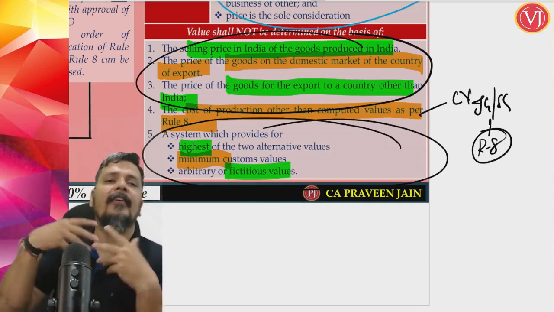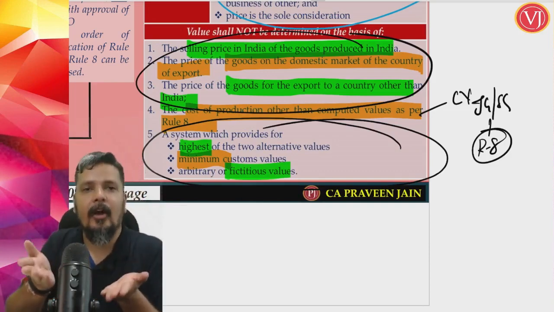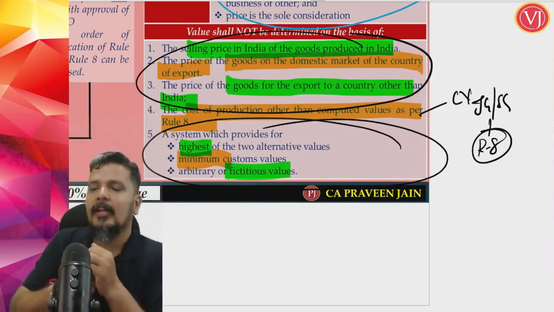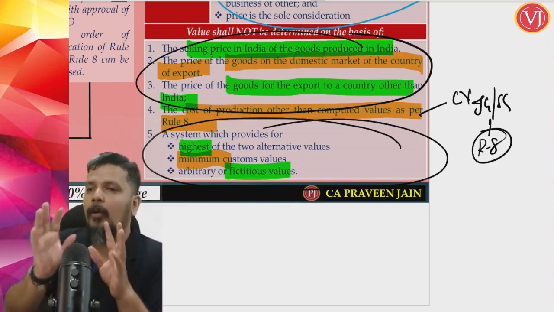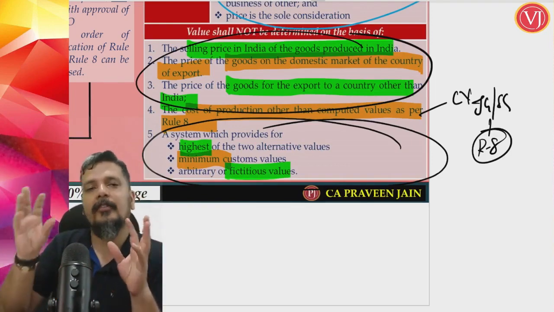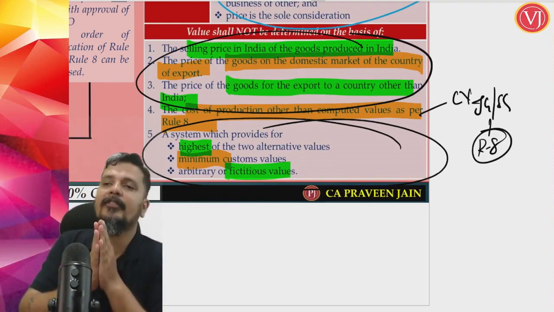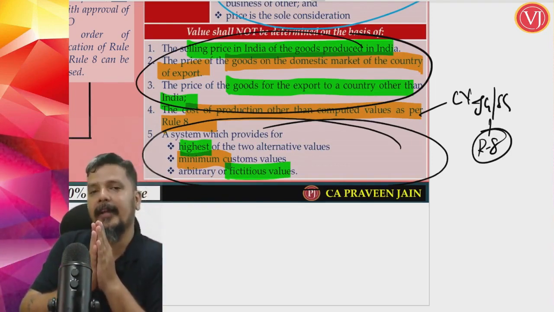In rule 8, you will never get multiple answers because rule 8 is on your own goods. If in rule 9 you are getting multiple answers, the most appropriate amongst others you have to select.